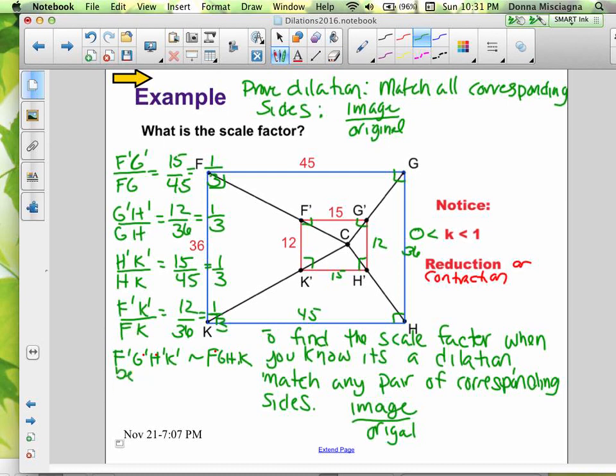Let's use the abbreviation for because. So here's the symbol for because. It's just like my symbol for therefore, except it's upside down. So it looks like a triangle with 3 dots. Because all corresponding angles are congruent, because they're all 90 degrees. And corresponding sides are in proportion.